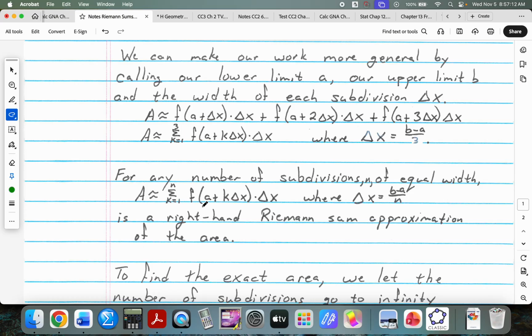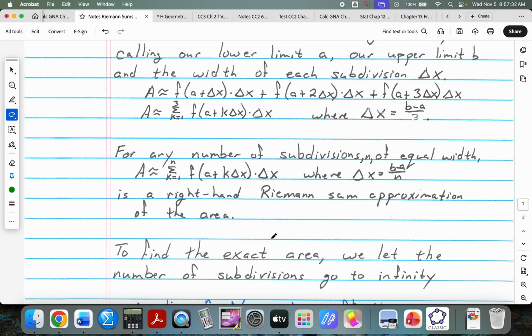The problems that have shown up on AP Central or AP Classroom have all been right-hand Riemann sums. So I think that's the way they're more likely to ask it.